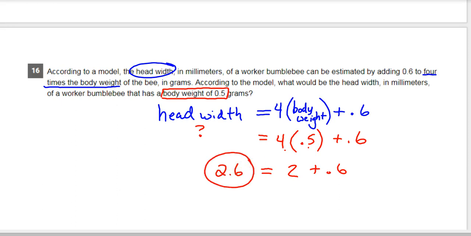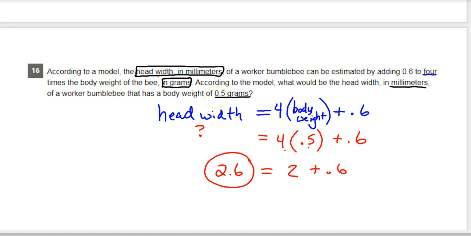Now, that didn't seem that difficult for towards the end of the no calculator section, so I'm a little nervous, so I might go back and reread it. I might also check units, because I noticed they were talking about millimeters and grams, and sometimes they switch on you and you need to convert. But they wanted the head width in millimeters, and they gave me the body weight in grams, so I think I'm good to go. There was nothing that needed to be converted there, so I feel pretty good. 2.6.